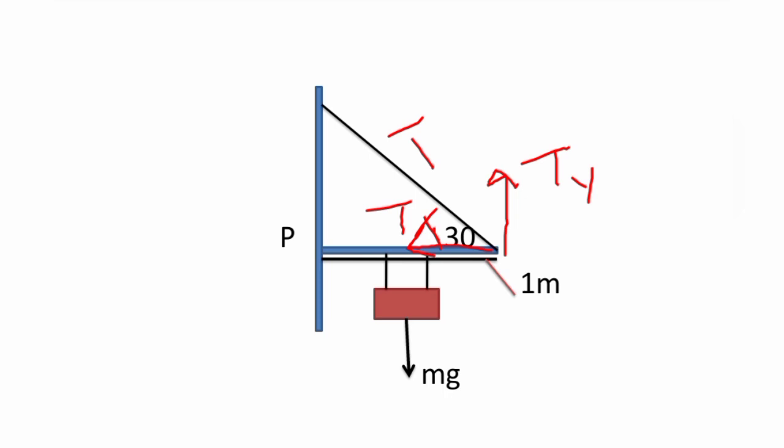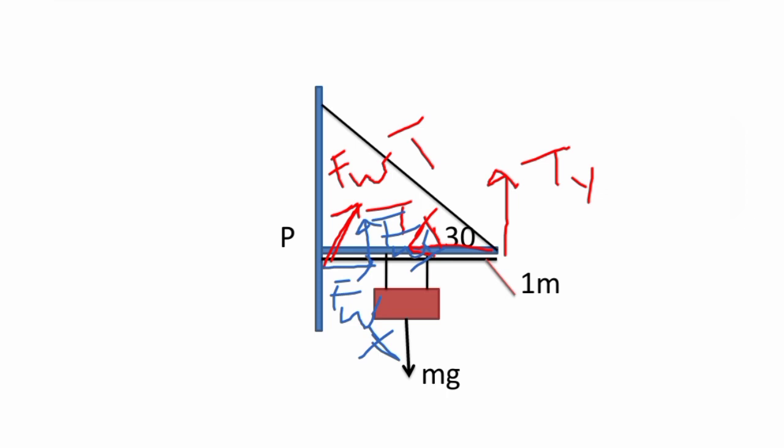Similarly, the wall exerts a force on the bar. Let's say the force from the wall on the bar along this direction is F of the wall. This force will be decomposed into a force along the x axis, Fw of x, and a force along the y axis, Fw of y.